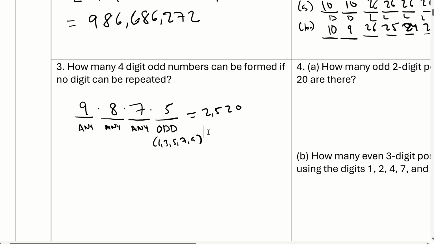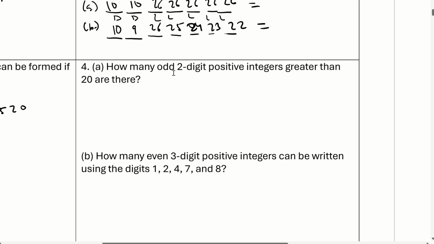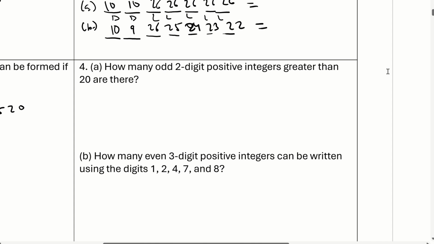All right, so now let's look at number 4. It says how many odd 2-digit positive integers greater than 20 are there? All right, so here we got 2-digit integers, and it has to be greater than 20. And it has to be odd here, right?